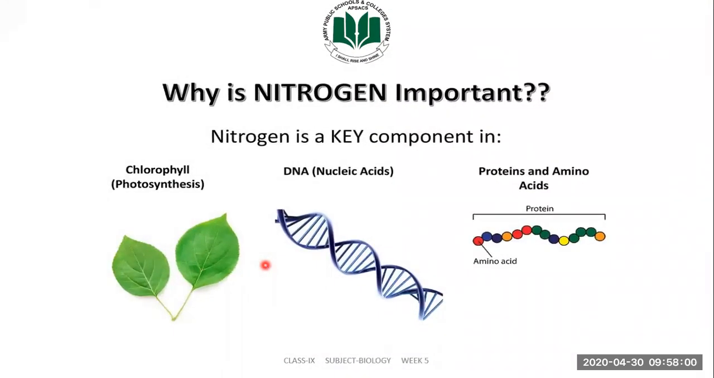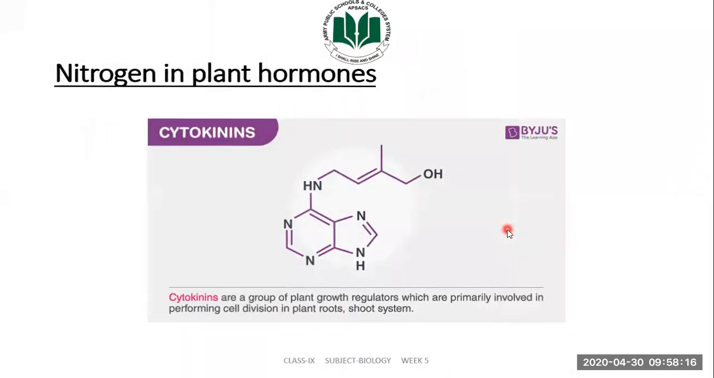Now, why is nitrogen important? Nitrogen is important because it is a key component in chlorophyll, which carries out photosynthesis, and in DNA, which is basically a nucleic acid. And along with it, nitrogen is important because it makes a lot of proteins and amino acids. Now, we will see how nitrogen is present in plant hormones.